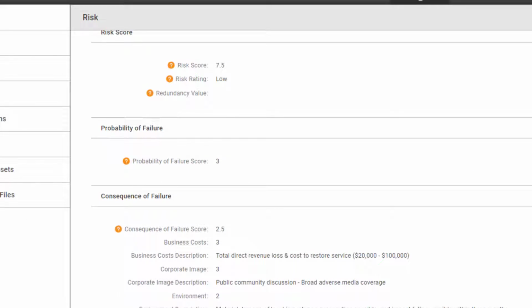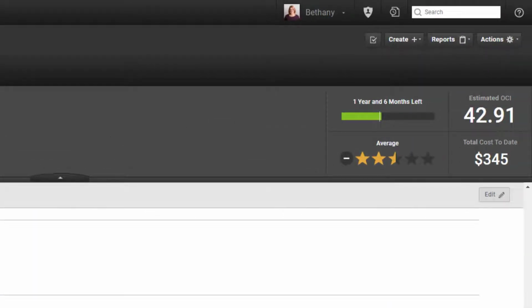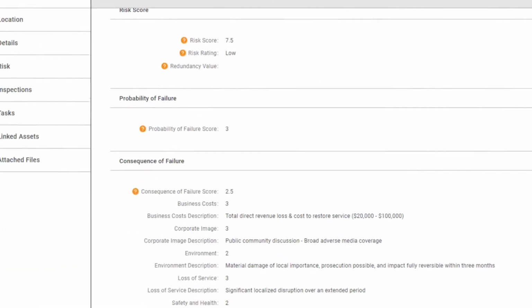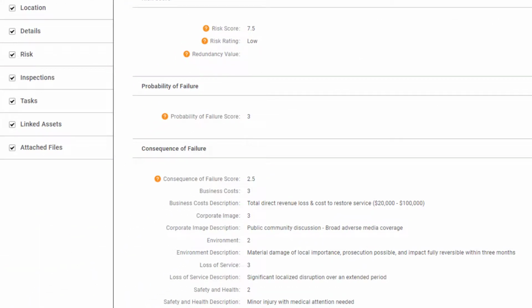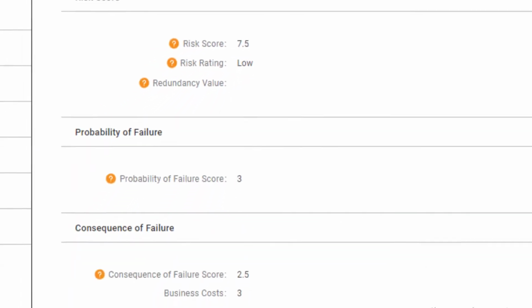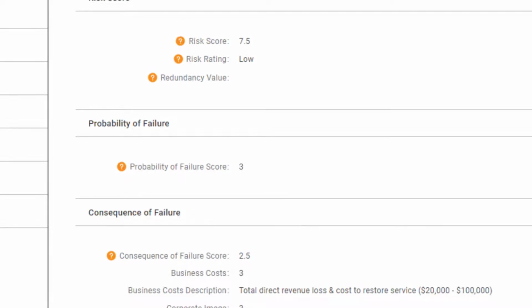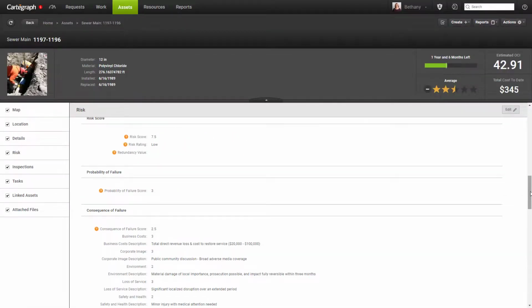The probability of failure is a 1 to 5 score, again, coming from the estimated OCI. The higher the condition, the lower the probability of failure. The risk score is automatically calculated by multiplying the probability of failure times the consequence of failure and subtracting any redundancy if necessary. The risk is a 1 to 25 score, 1 being the lowest risk and 25 being the highest risk.